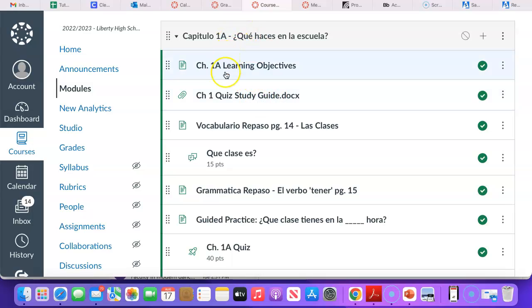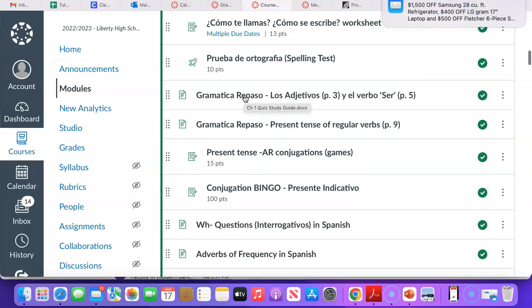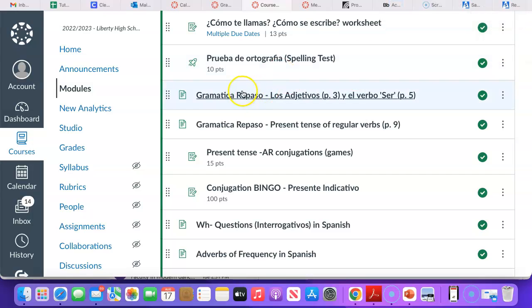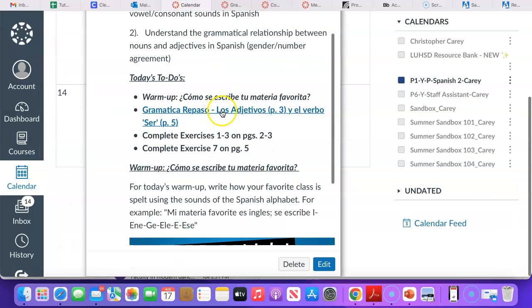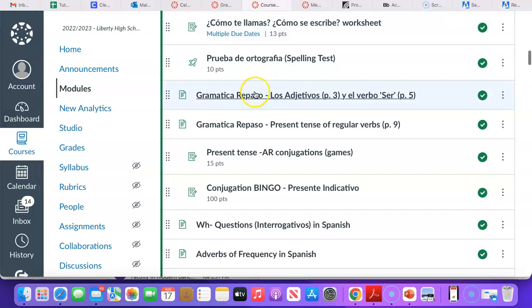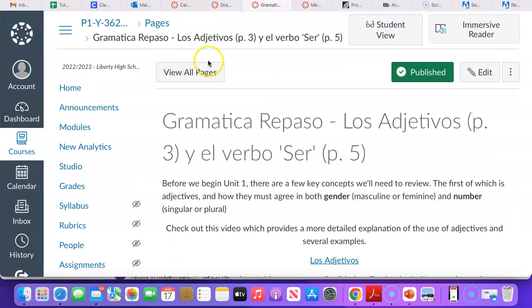But before we get into the new material, I feel like it would be appropriate to go over some of the fundamentals and make sure you have a solid foundation. So, gramática repaso is where we are. Los adjetivos y el verbo ser. Let's take a look at that. And I know this video is running a little long. I'll try to give it to you in the Cliff Notes version here.